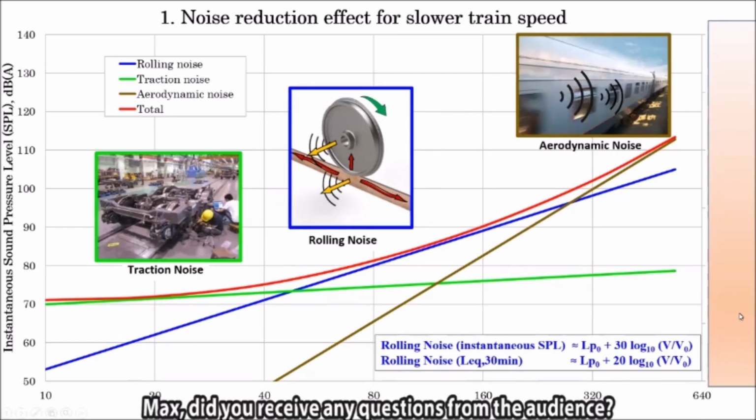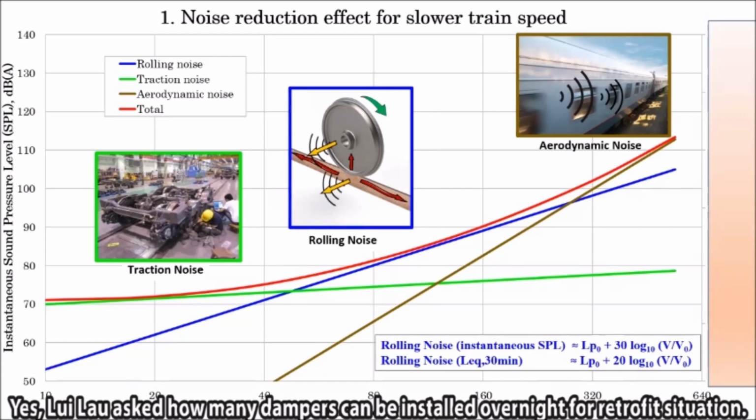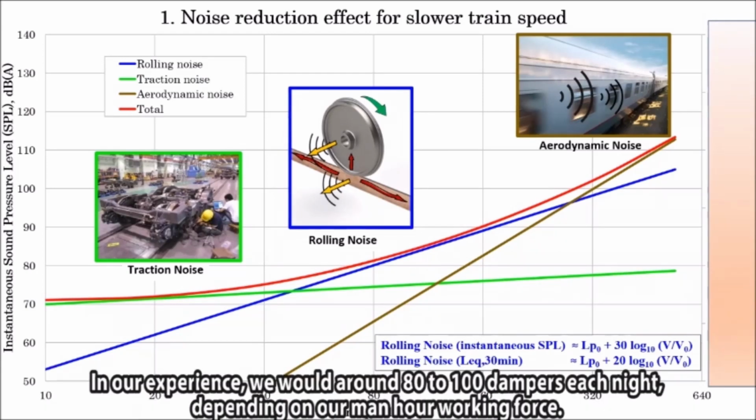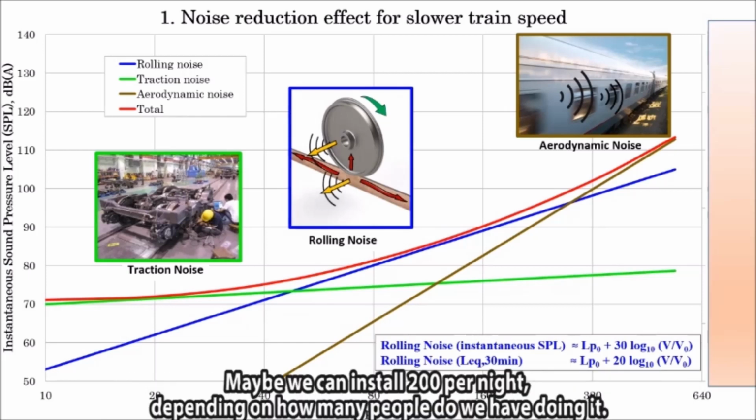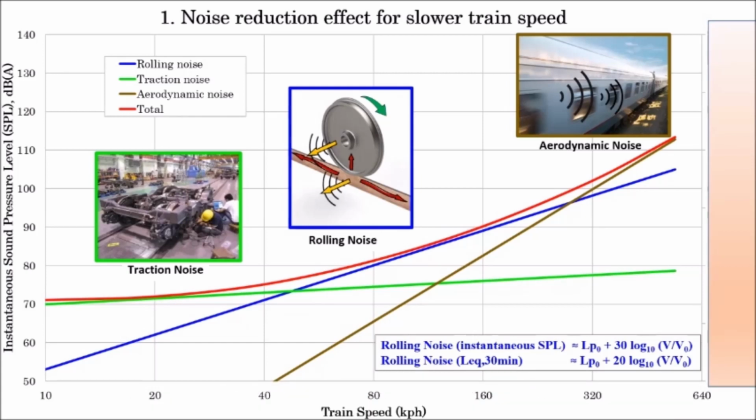So Matt, do you receive any questions from the audience? Yes, Louis Lau asked, how many dampers can be installed overnight for a retrofit situation? In our experience, we would target around 80 to 100 dampers for each night, but depending on the man-hour working force, we can install maybe up to 200 per night, depending on how many people are doing it. In the past, normally we achieved 80 dampers per night.